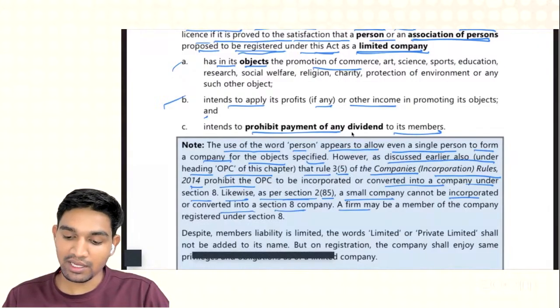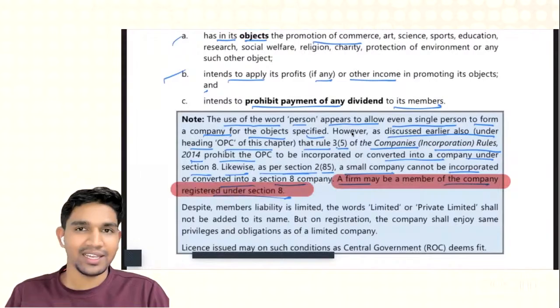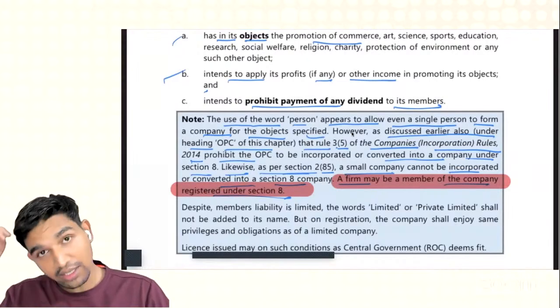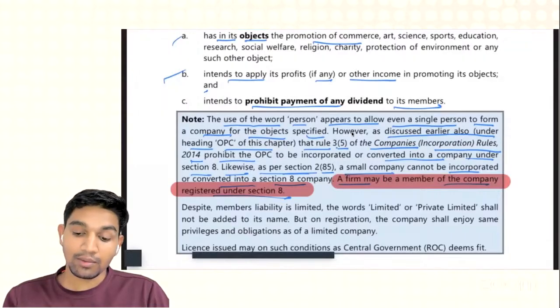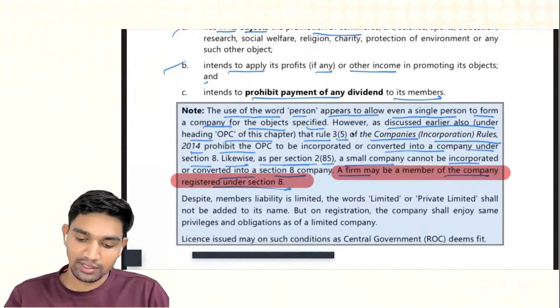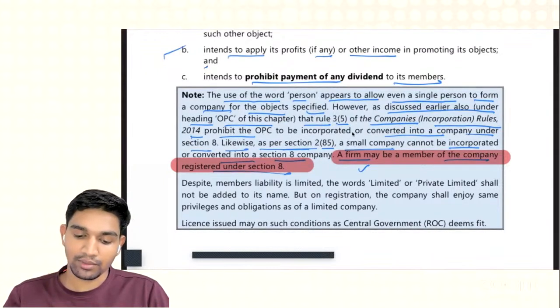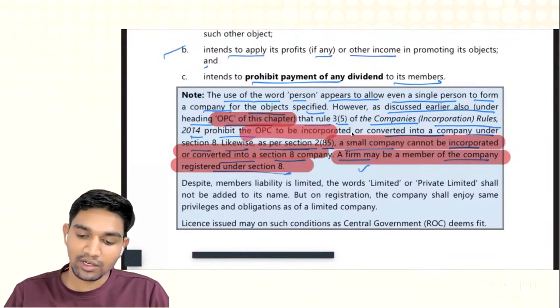And a firm may be a member of the company registered under Section 8. So this is important. A firm cannot be a member of any other company registered under the Companies Act 2013, but a firm may be a member of a company registered under Section 8 of the Companies Act. This is the exception that we need to understand, and there may be a question on this topic. And this is also important that a small company cannot be incorporated or converted into a Section 8 company. Same as OPC, an OPC cannot be incorporated or converted into a company under Section 8.